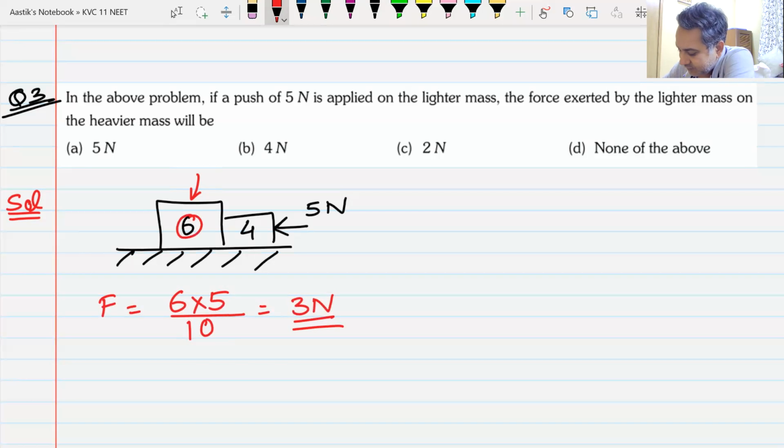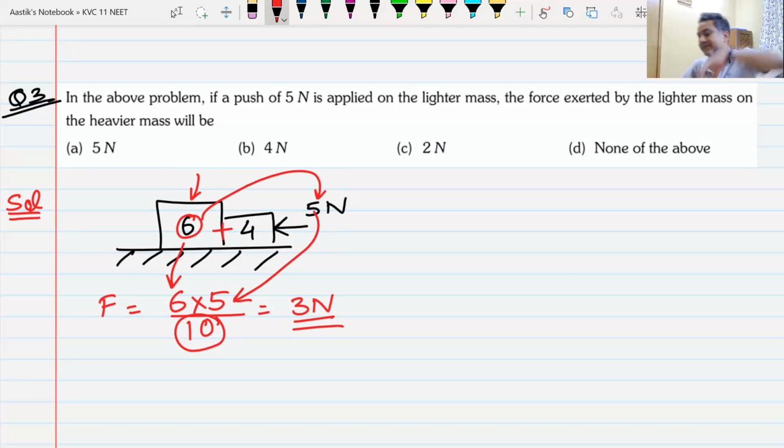You have to multiply this block by this force and divide it by the total. Do we understand this? If it is becoming difficult for you to understand in this way, we will try to do the question by drawing the free body diagram. So the next set of questions we will do by drawing the free body diagrams. Okay?